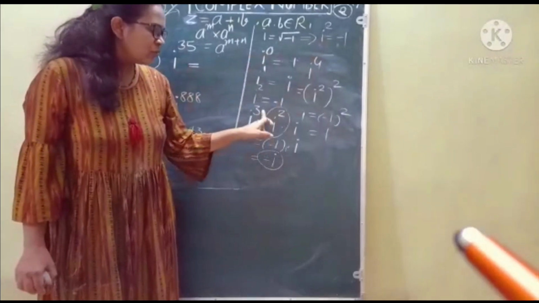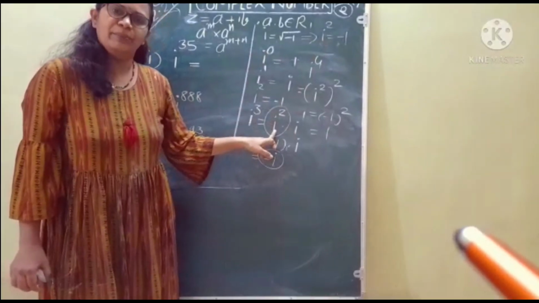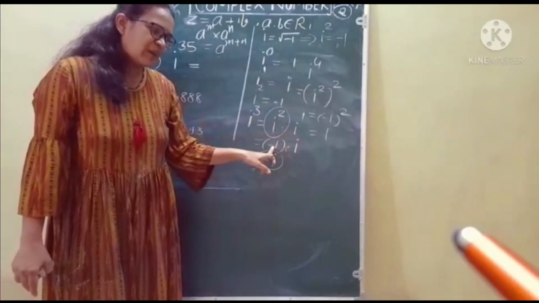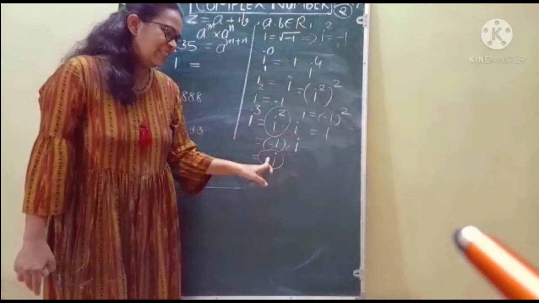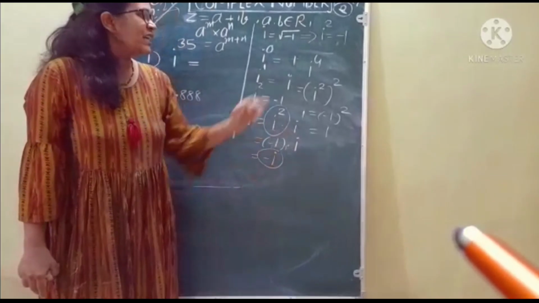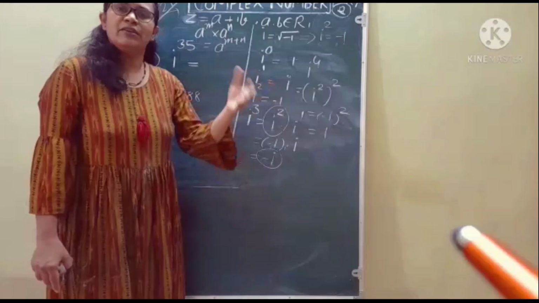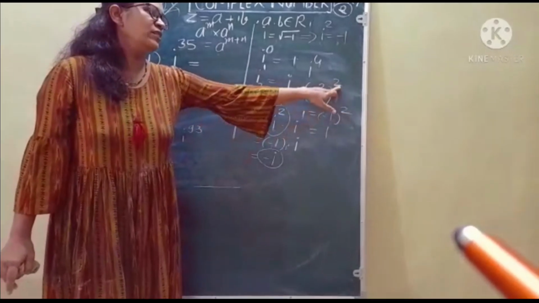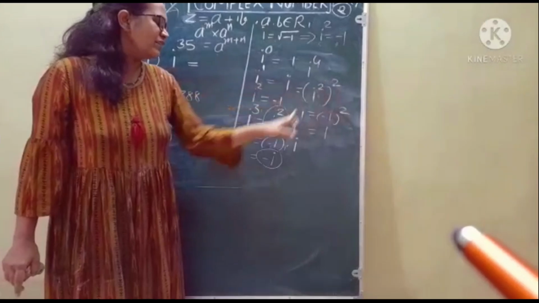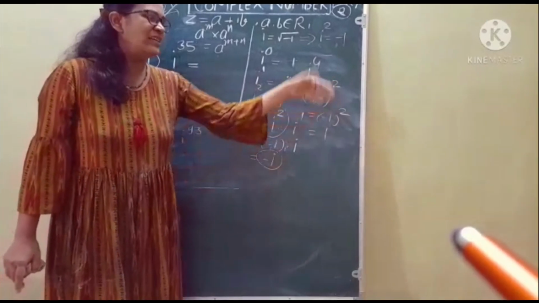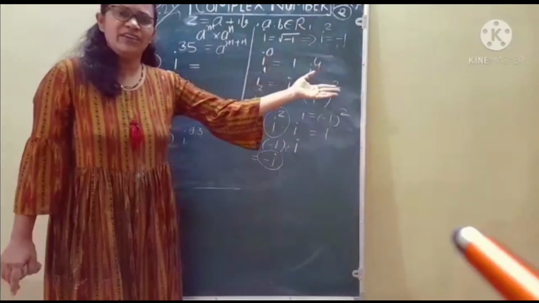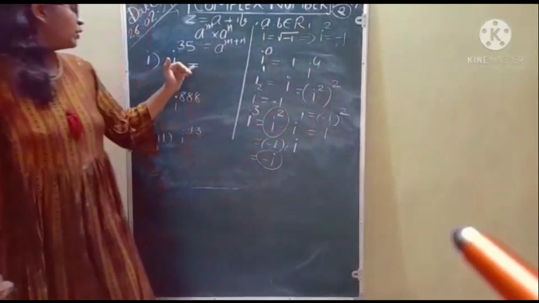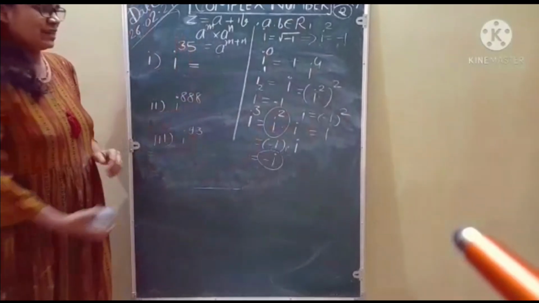I to the power cube, how to find? We have to separate by applying the rules, that is I square into I. Value of I square is -1 and -1 into I, that is -I. Okay, then I to the power 4. I to the power 4 you can easily simplify by writing I square of square, 2 to the 4. And the value of I square is -1, so (-1) square, power is even, so answer is positive, it is 1. Okay, so in this way we have to calculate all these 3 examples.